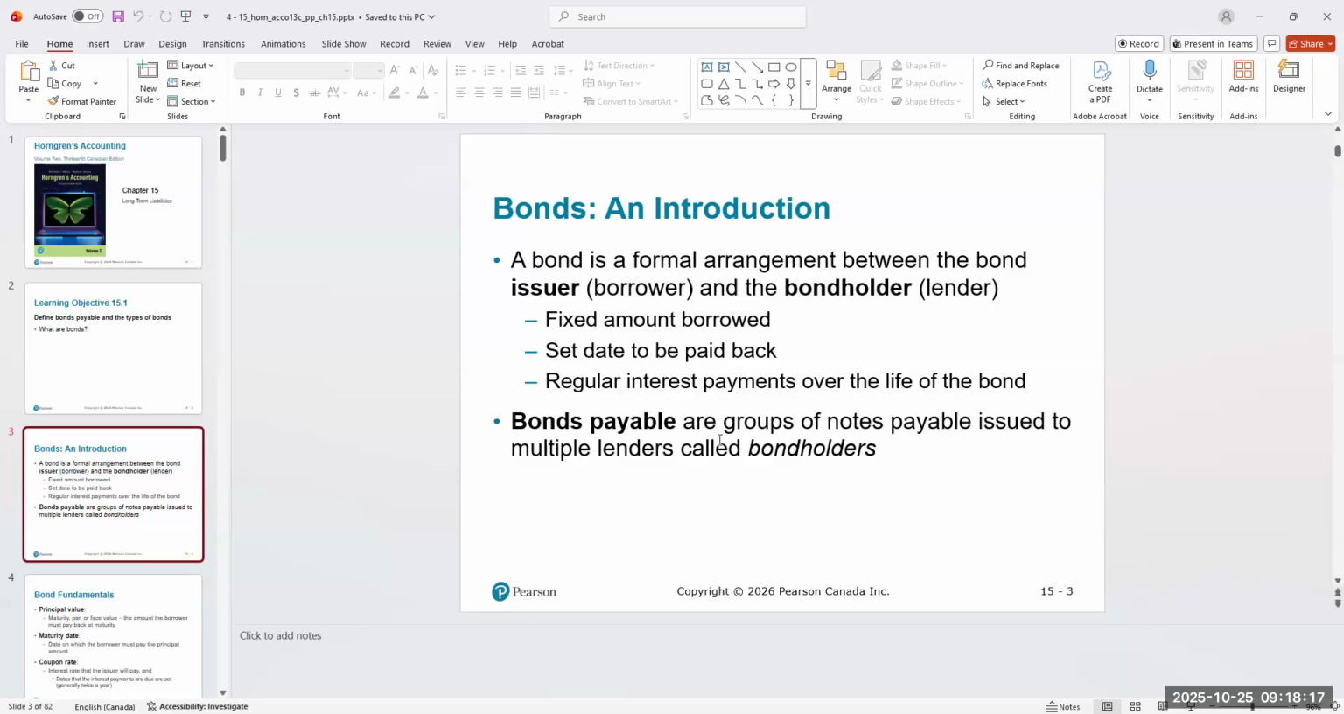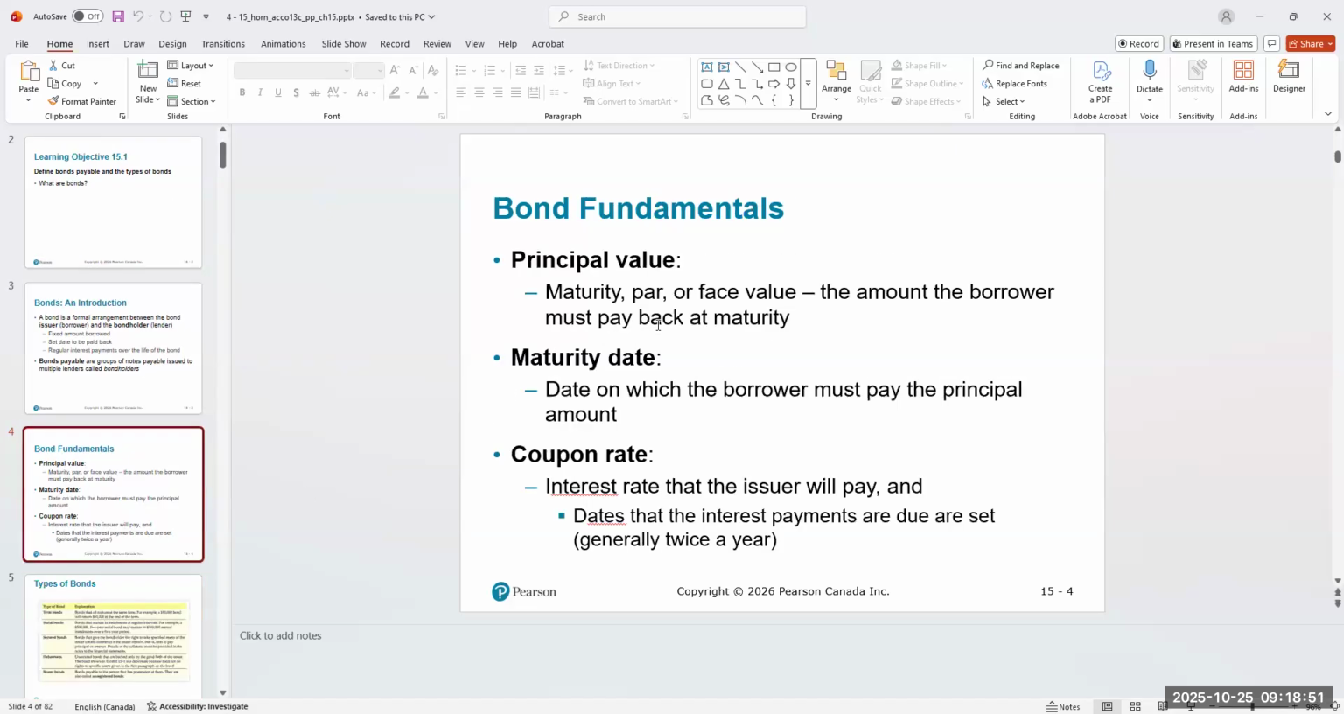Now, bonds payable are a group of notes payable issued to multiple lenders. So you don't have to issue bonds only to one person. You can issue bonds to many persons, which makes them bondholders. If somebody holds the bond, that means somebody is going to pay him. What is he going to pay him? He's going to pay him a fixed amount on a future date plus interest through the period until the fixed amount is paid.